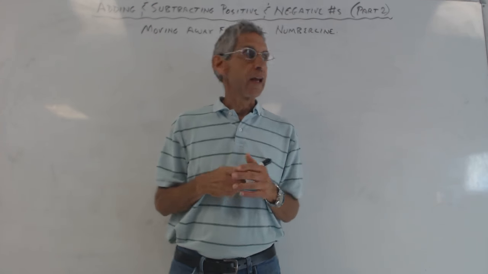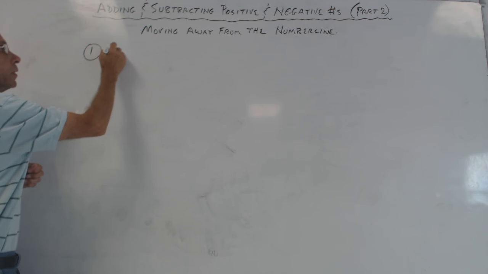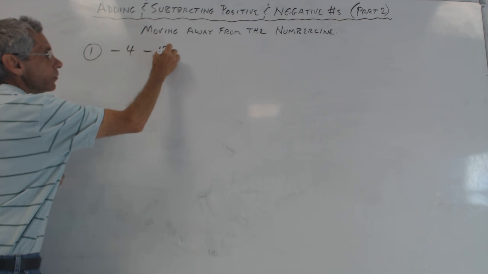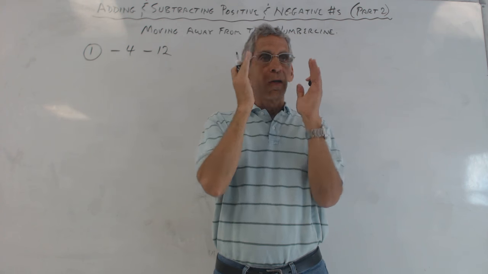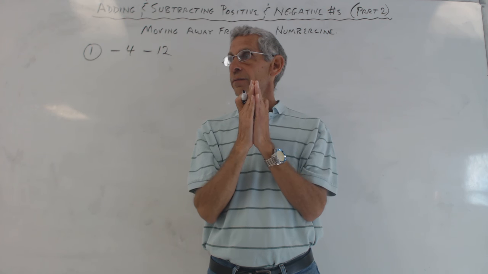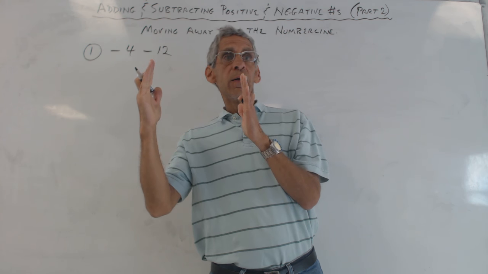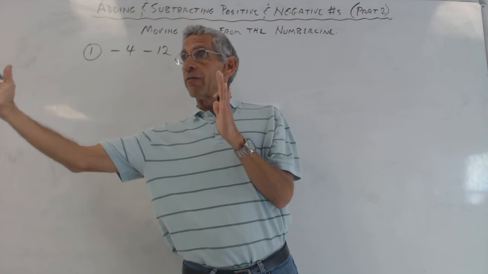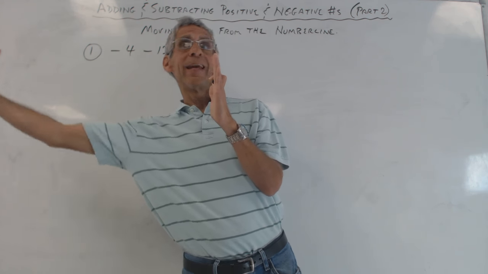Like I might say, if I said something like this, here's our first problem. -4 minus 12. Okay, in my brain, I'm thinking, oh yeah, number line says, for negatives, I always go what direction? Left, right? So I'm going to go -4, and then it says -12. So I'm going to keep going left.